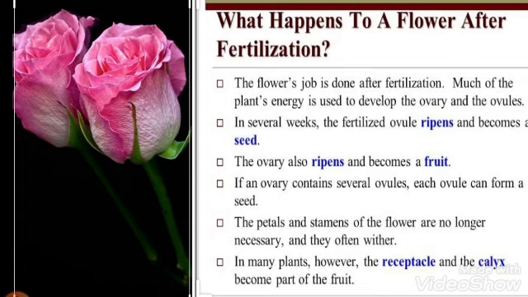What happens to a flower after fertilization? Firstly, petals, sepals and stamens wither away, meaning they dry and fall. Clear? Then the ovary increases in size and ripens to become fruit. And the ovules which are present inside the ovary develop into seeds. Clear, children?